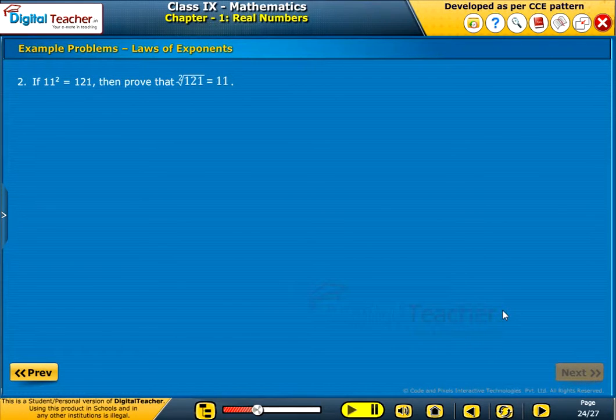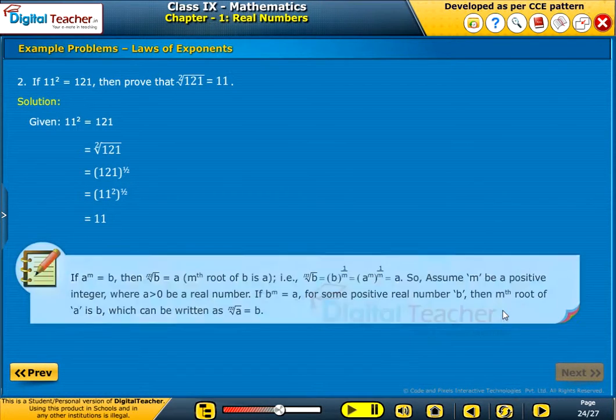If 11 square equal to 121, then prove that square root 121 equal to 11. Solution. Given that 11 square equal to 121, by further solving, we get as shown on screen. Note. If a power m is equal to b, then mth root of b is a. The mth root of b is equal to b power 1 by m, which is equal to a power m whole power 1 by m, that is equal to a.